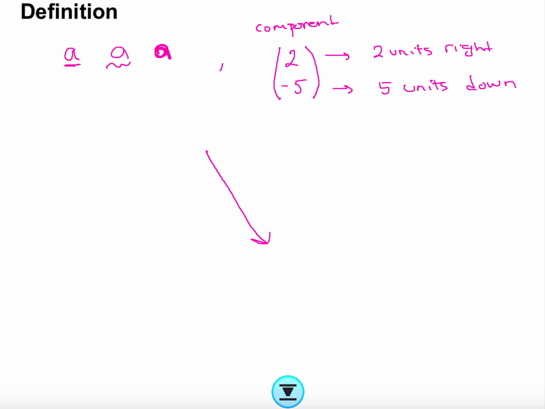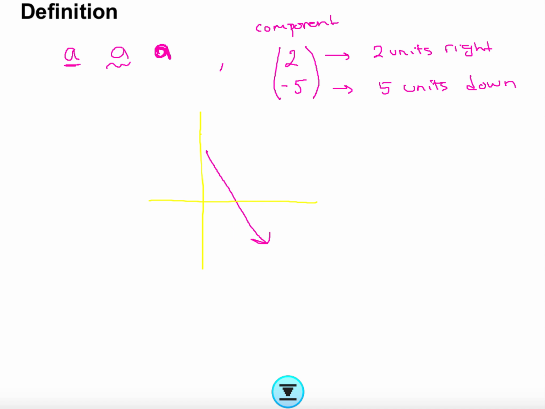So on graph paper, you might see it moving 2 units to the right and 5 units down. Notice how the arrow matters.